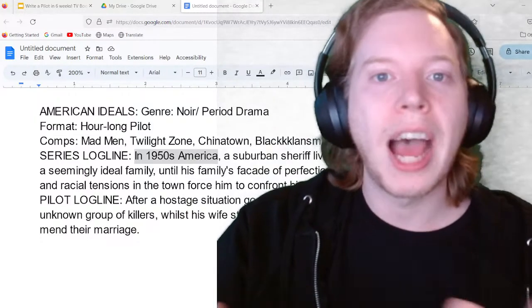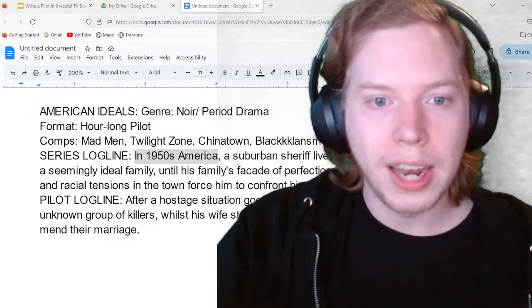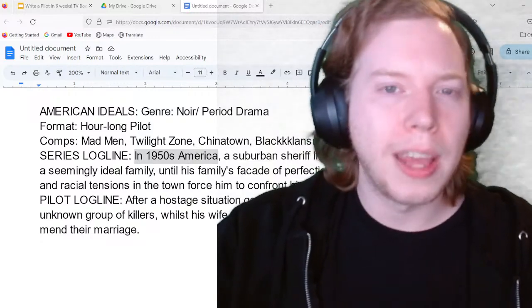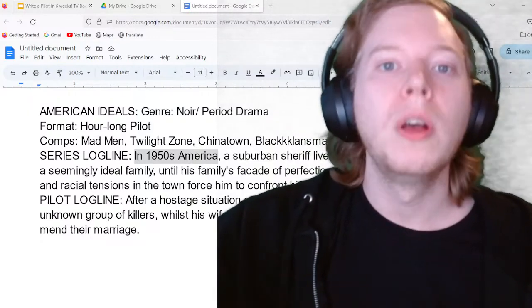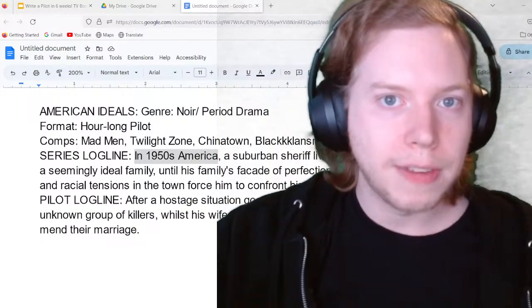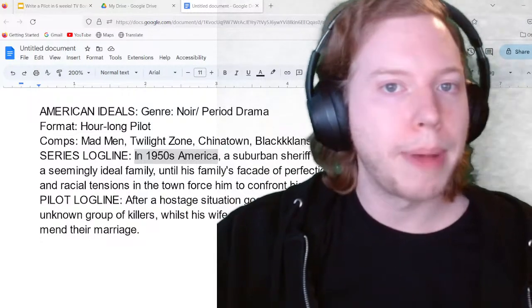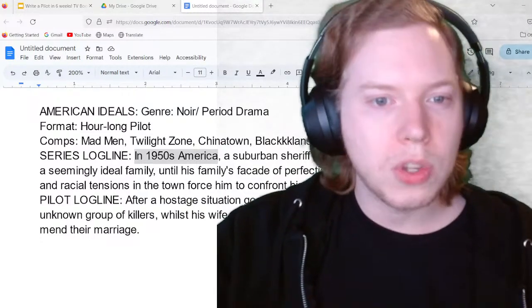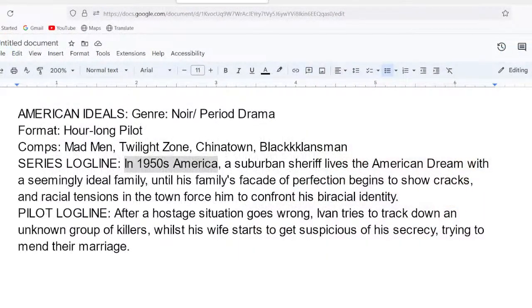What I'm missing from this is how everything ties together or connects. Especially, if this is a premise show, is this group of killers going to be a big plot device throughout the whole thing? If so, why are they only in the pilot logline? And you were kind of vague in the series when you say things like, his family's facade of perfection begins to show cracks. What does that mean exactly?